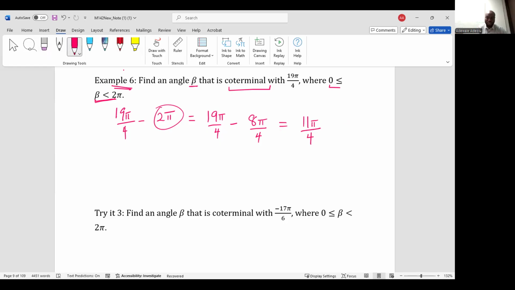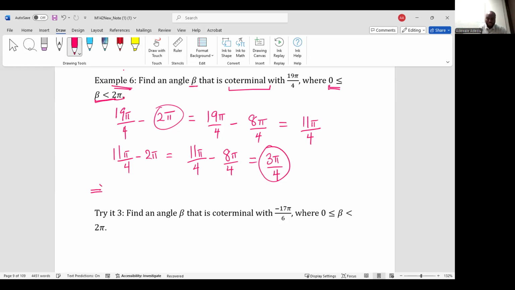So we need to go again and say 11 pi over 4. We need to subtract 2 pi again. So again, I can write it as 11 pi over 4 minus 8 pi over 4, which is 3 pi over 4. Now, what about this? 3 divided by 4, that is not up to 1, right? That means we are now between 0 and 2 pi.